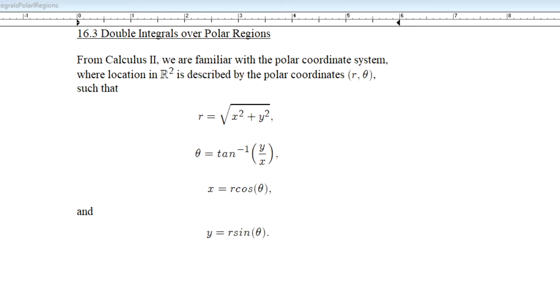If you recall from Calculus 2, we introduced ourselves to the polar coordinate system, right? Where when we think about a location in two-dimensional space, not only could that location be described by an xy coordinate in what we understand as the rectangular coordinate system, a system that we've been familiar with since our early days of two-variable algebra, right?